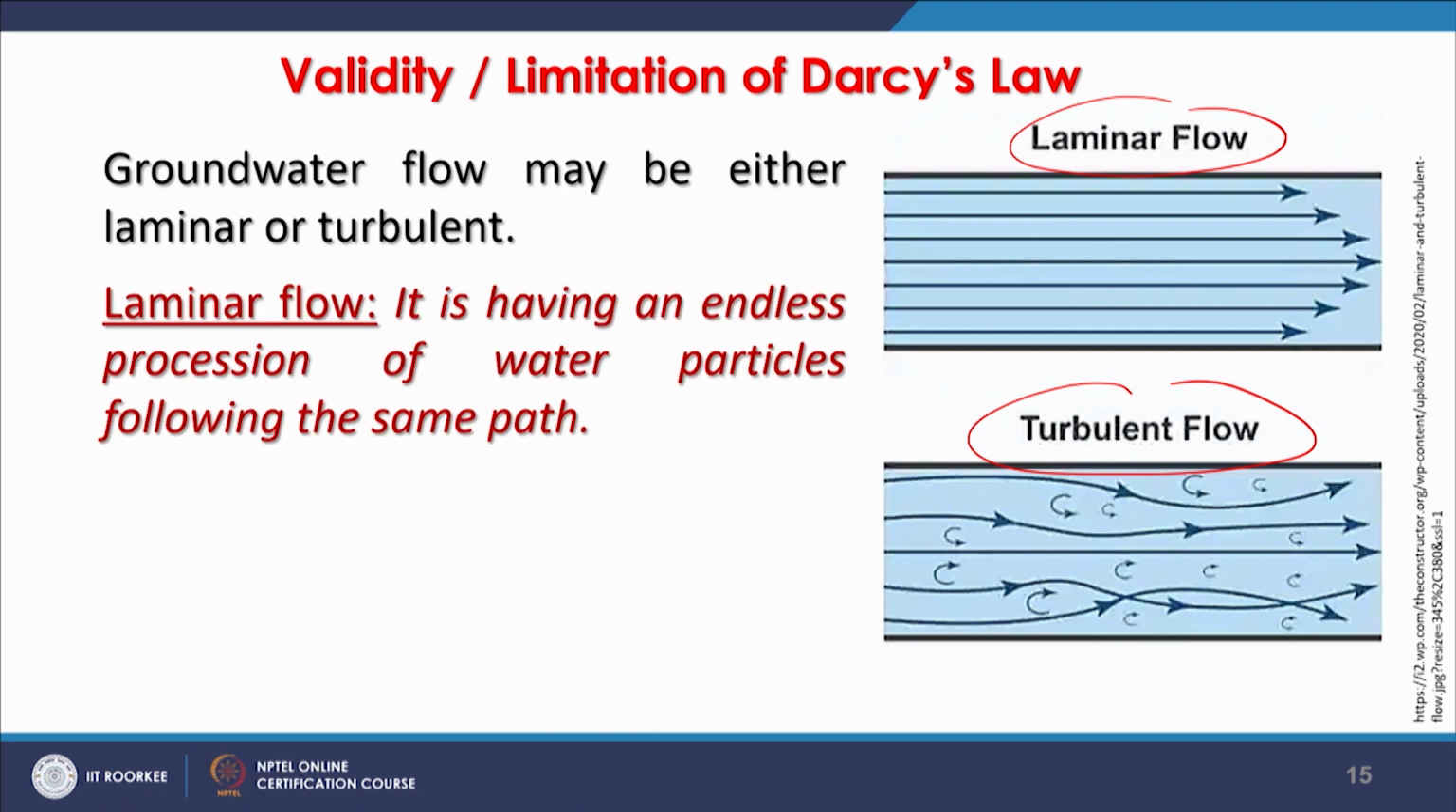So, laminar flow, as I have just said, has an endless procession of water particles following the same path. Now, let me give you one example. In a real life situation you might have seen in many rivers, especially in canal systems, the design is such that the water should always flow in a laminar fashion. There should not be intermixing of different layers or grains of water. And if water flows through a channel in a laminar way, then there will not be erosion and your system will last for a very long time.